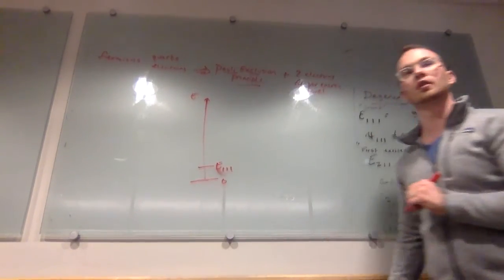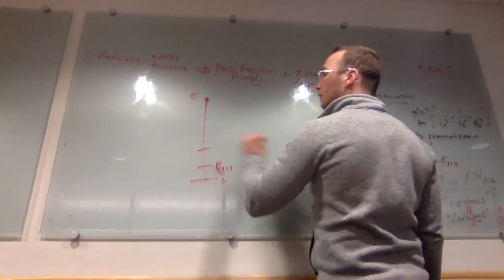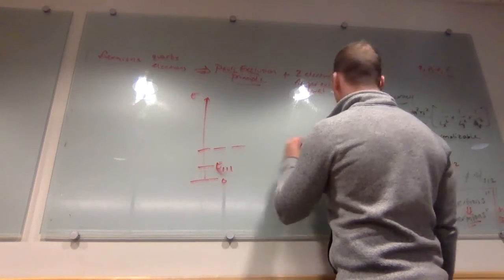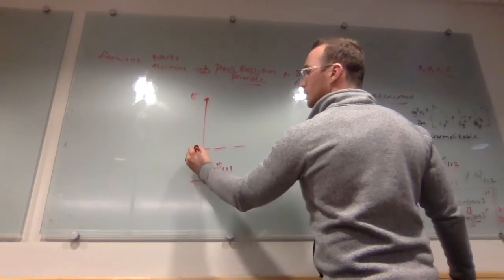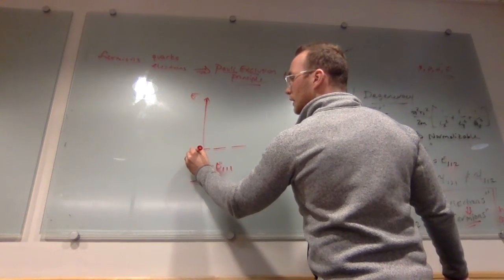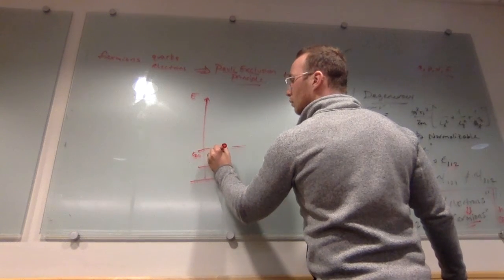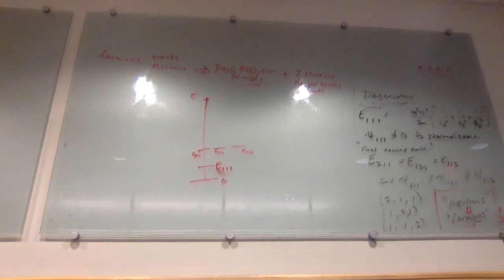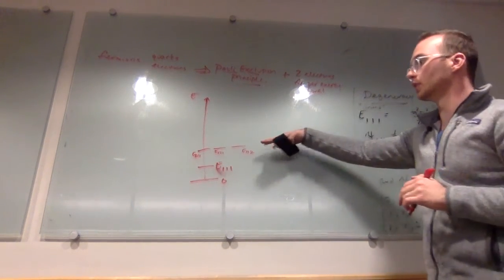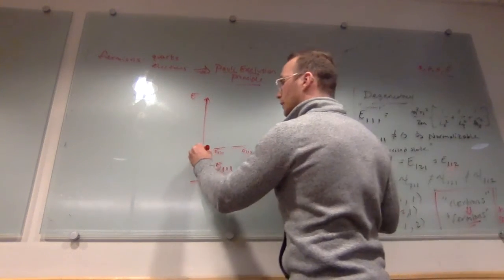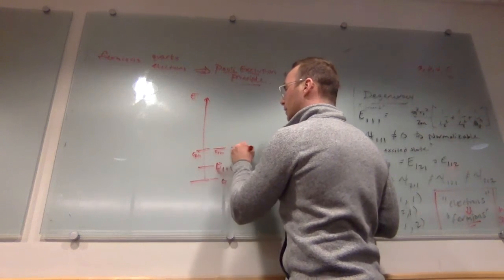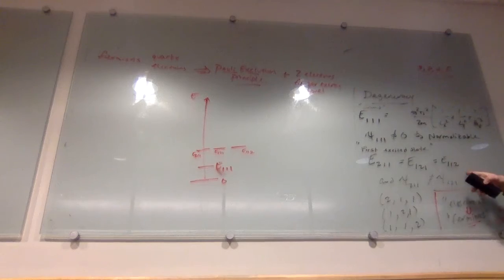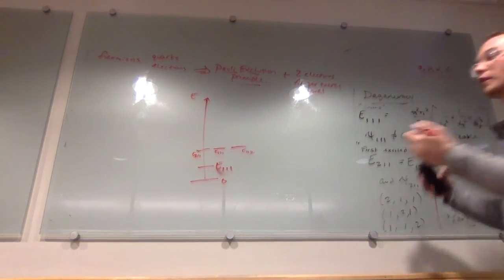E111. And then for the first excited state, I'm going to draw it like this, 3 separate things. So this is E211, E121, E112. The reason I'm trying to draw them at the same level on the vertical axis is because they're at the same energies. This is the whole point of the degeneracy.